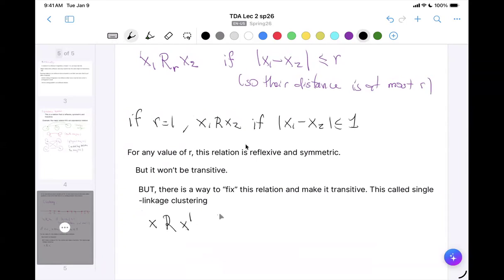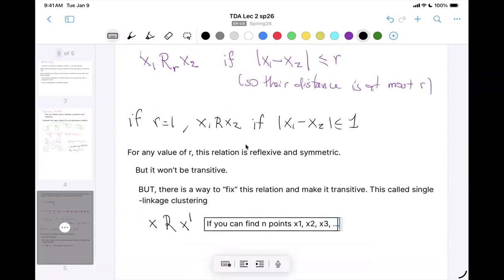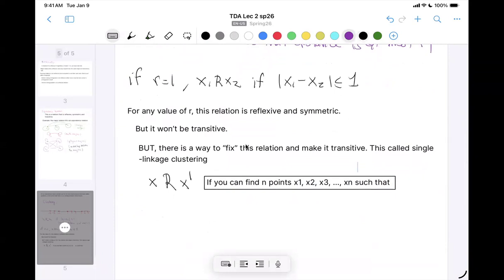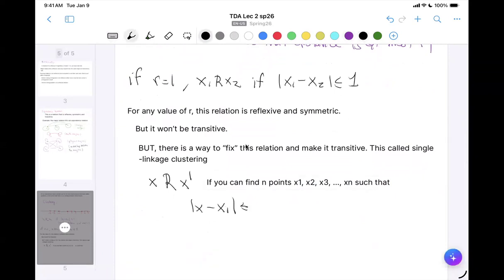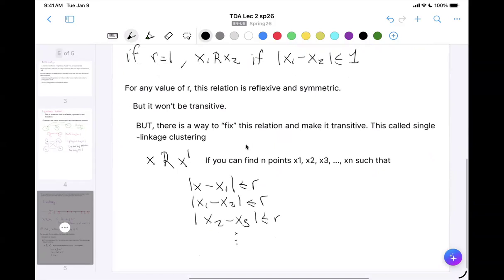Again, X prime has nothing to do with derivatives; I just don't want to call them X1 and X2. If you can find endpoints X1, X2, X3 up to Xn, such that, you'll see, the distance between X and X1 is less than or equal to R. The distance between X1 and X2 is less than or equal to R. The distance between X2 and X3 is less than or equal to R, until you get to the end. And so the distance between Xn and X prime is less than or equal to R.